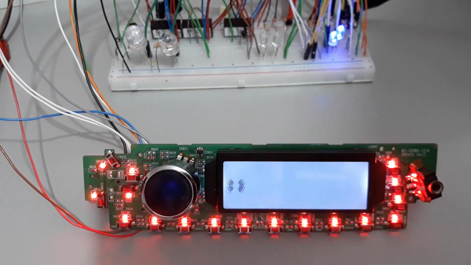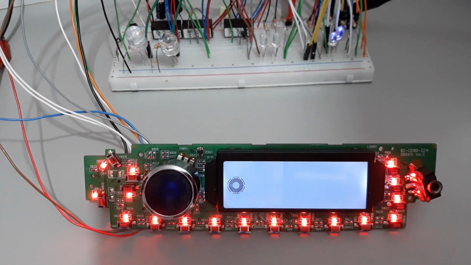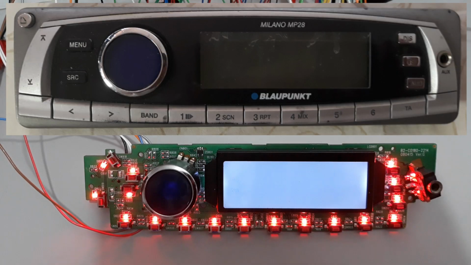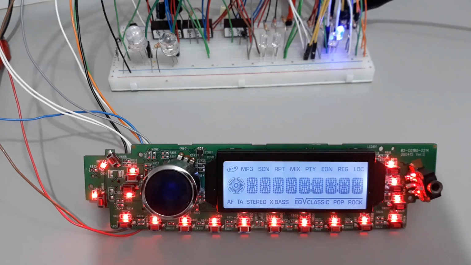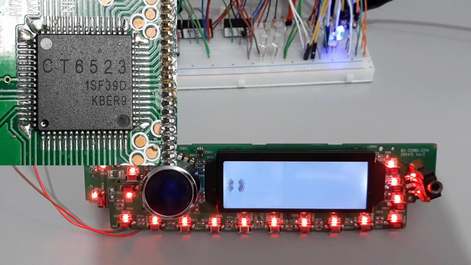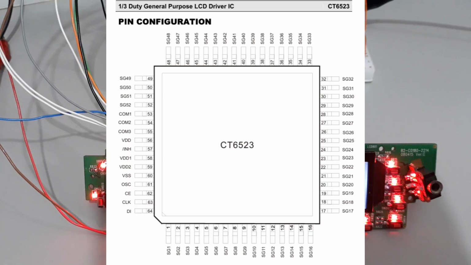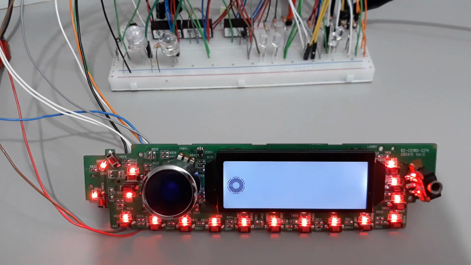Hi folks, today I bring you the front panel of the Blaupunkt car radio model Milano MP28. It uses an integrated circuit, reference CT6523, as a driver for the LCD. We already have several videos that address the 6523, and as they are identical, we will highlight the use of the keypad and the rotor knob.